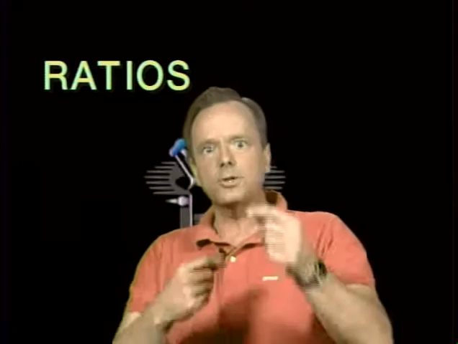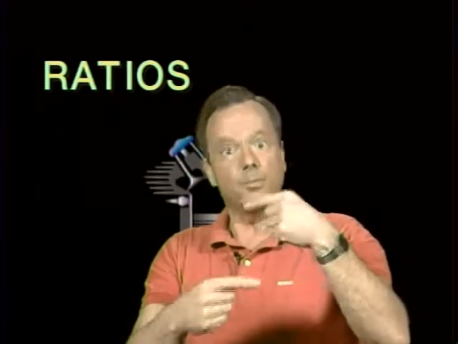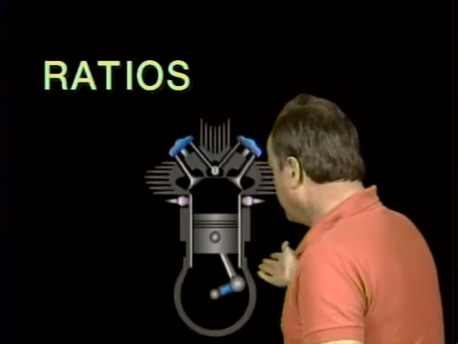Now, a ratio is a relationship of one number to another, and what you do is divide one number by the other, and it makes a fraction. Then you reduce that fraction to its lowest common denominator, and that'll be your ratio. Now, a typical ratio that you use in real life as a mechanic, of course, is a compression ratio.